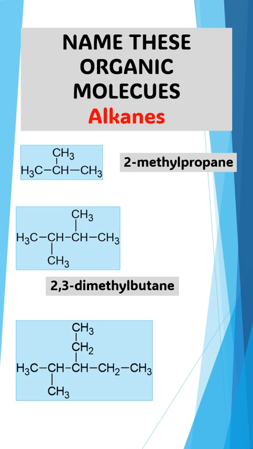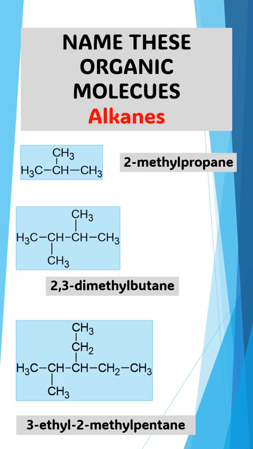2,3-dimethylbutane. 2 and 3 because the CH3 groups, or the methyl groups, come off the second and third carbon. And the last one is named 3-ethyl-2-methylpentane. The branch that comes off that has 2 carbons is an ethyl group, and the one that comes off with 1 is a methyl group.